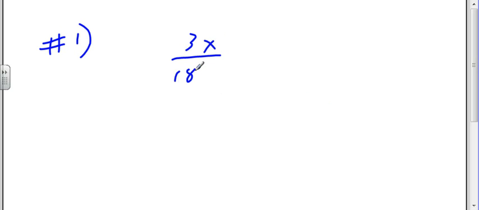3x over 18x. Well, I have an x on top and bottom, so they can go away. 3 goes into 18 6 times, so I can call that 1 over 6. Now, can I do that in my calculator? I wonder. I haven't tried that one yet. 3 times x divided by 18 divided by x, because I didn't use parentheses. Oh, 1/6. Yeah, I can just put that in my calculator and it gives me the right answer. Oh, bummer. Not that I'd want to do that. We'll look at number 3.